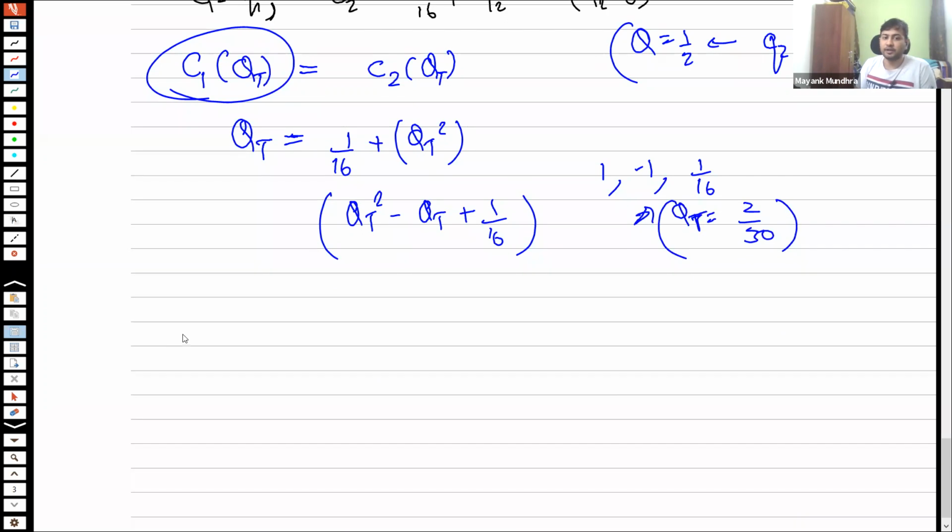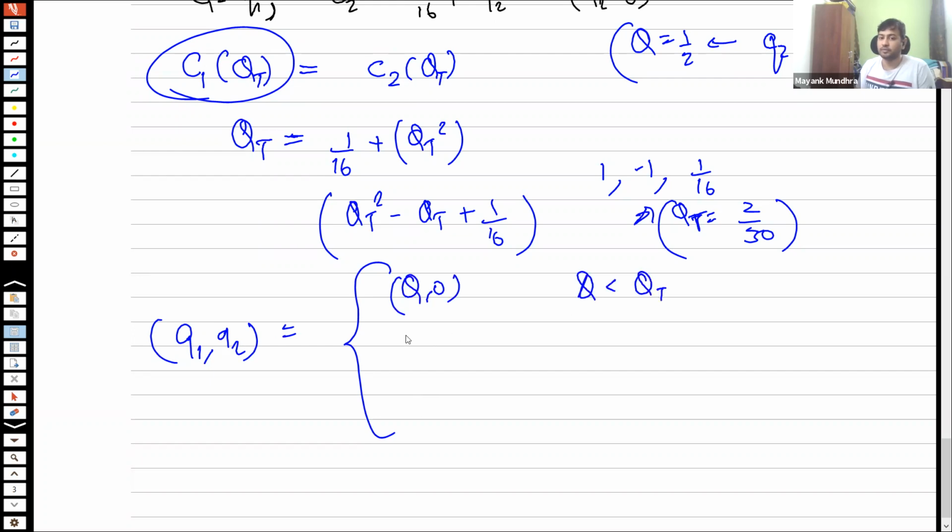So your entire production plan Q1 comma Q2 will be equal to capital Q comma 0 if capital Q is less than QT. It will be 0 comma Q if QT is less than or equal to capital Q less than or equal to half. And again, it will be capital Q comma half if capital Q is greater than half.